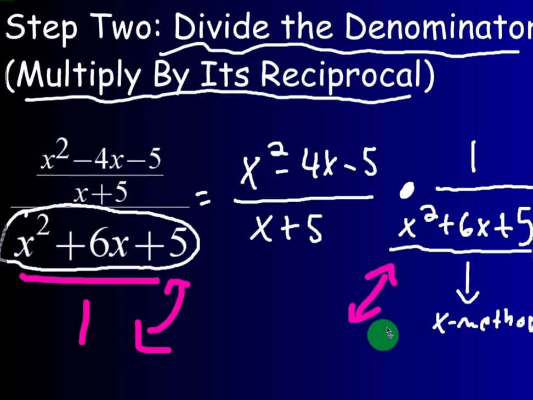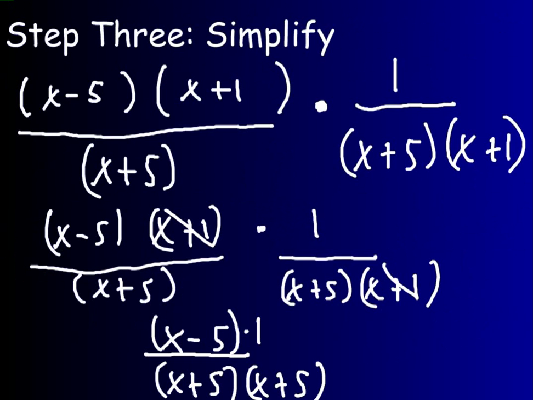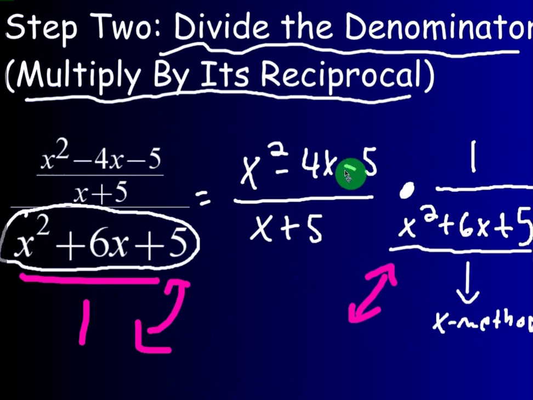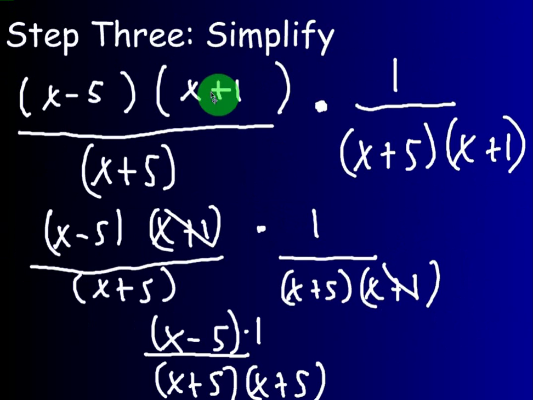Okay, so when we do that, we end up with a trinomial right here, which means X method. Up here as well, it looks like we'll be using the X method. This is so we can factor and cancel for step 3. So the top will factor using the X method. x squared minus 4x minus 5 will become x minus 5 times x plus 1. Bottom here, x plus 5, x plus 1. Okay? Can't factor this or this.